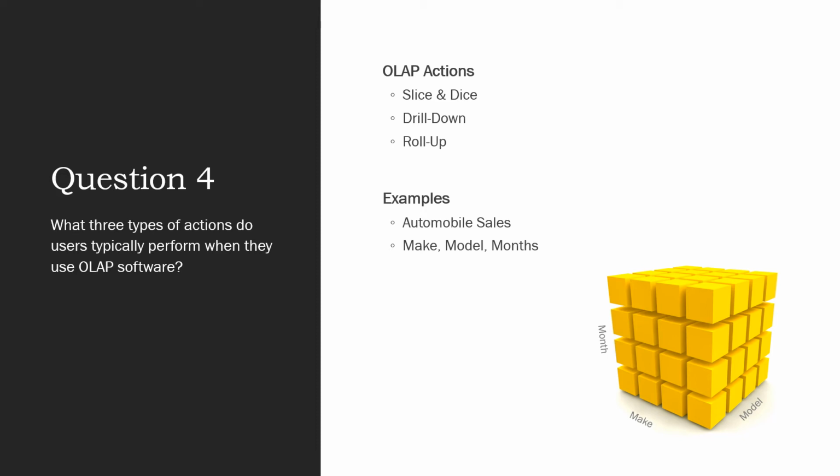Now, the dice operation takes this process just a step further. By selecting two or more dimensions, we could dice our cube by selecting, say, GM as the make and the first 3 months of the year as the period.